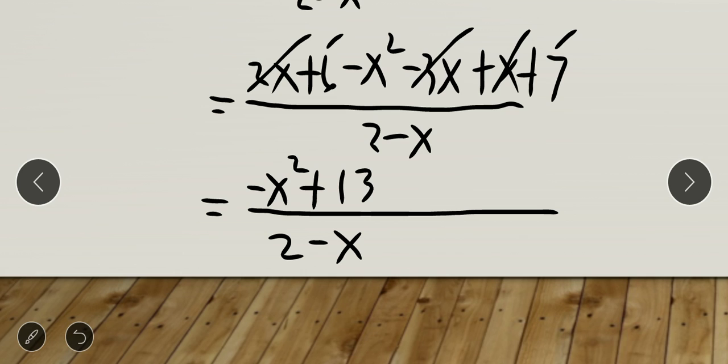So what should be our restriction? Our x here should not be equal to 2 still. Because if x is 2, the denominator will become 0, and that's not acceptable. Or it's possible that you will not be writing the restriction because this is understandable that your denominator should not be equal to 0. This is now our answer.